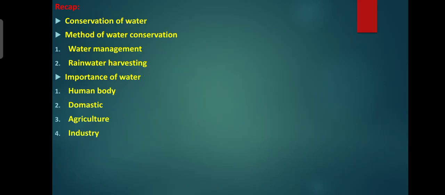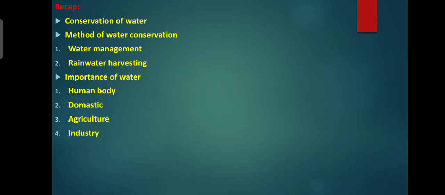There are two types of rainwater harvesting. First one, collecting water from where it falls. Example, collecting water from the rooftops of the house or building. Second one, collecting flowing rainwater. Example, collecting rainwater by constructing a pond with a bund. Next one, importance of water.